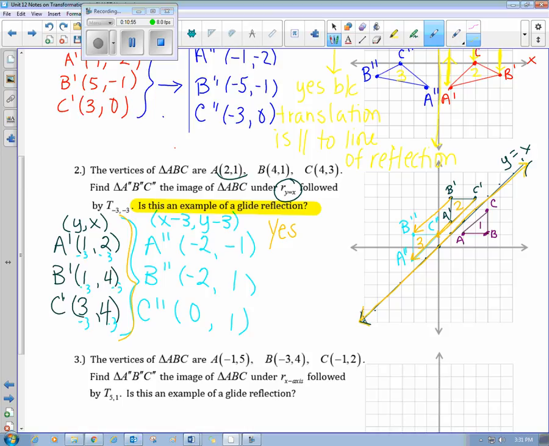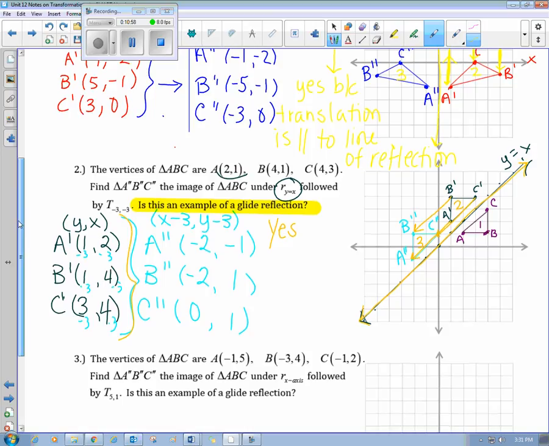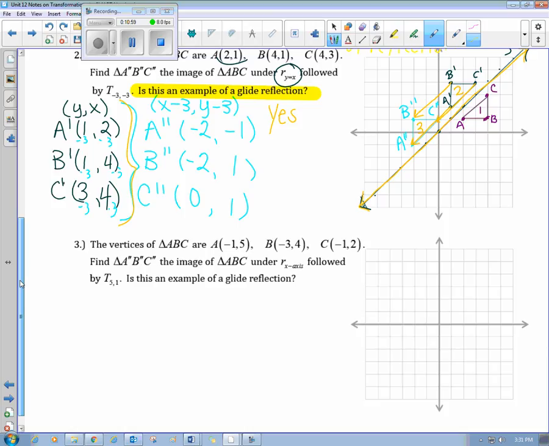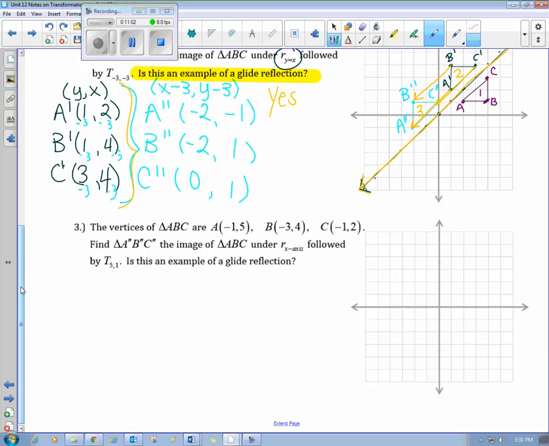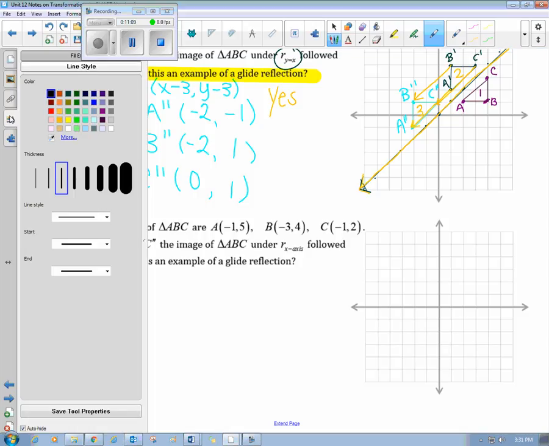In question number 3, same idea. We've got an original triangle and two things that we're doing to it. And at the end, they do ask us that question. Is this an example of a glide reflection? So let's go ahead and plot those points of the original triangle.